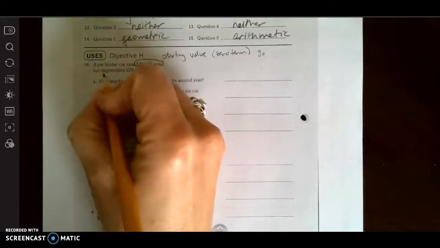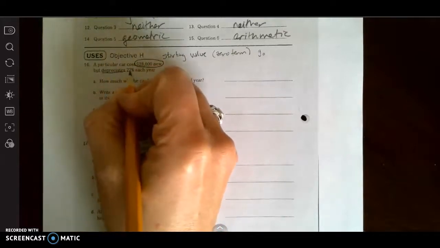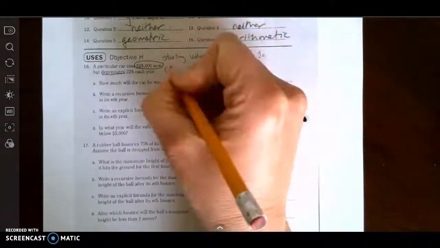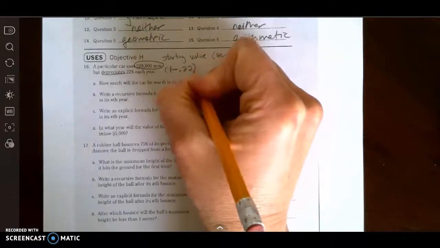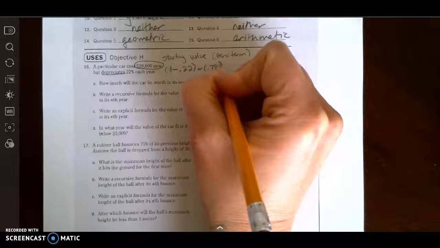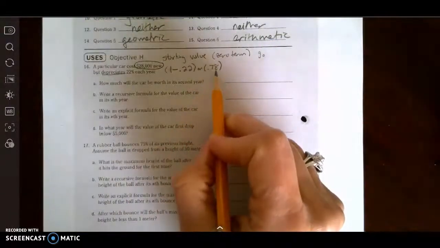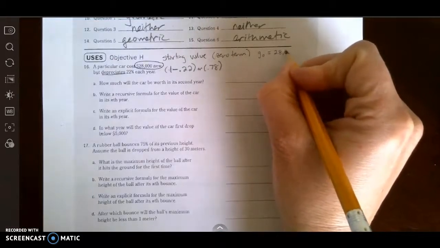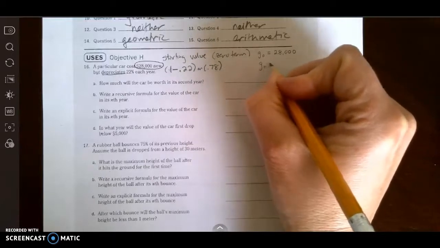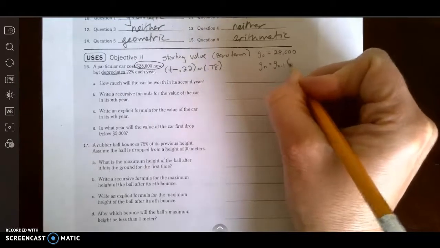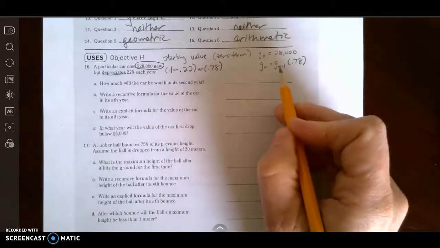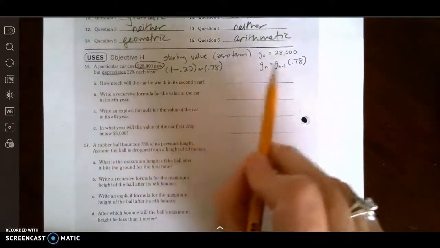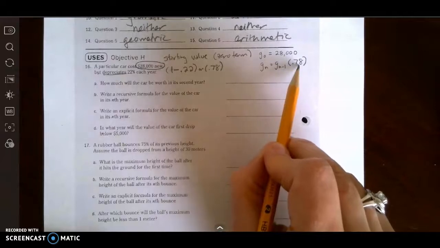And the car depreciates. That means decreases by 22% each year. So that would be 1 minus 22% or 0.78. Right. So we have the starting amount, G sub 0 is 28,000. And we're taking whatever the previous term is and we're multiplying it by 0.78 because it's not getting multiplied by a number greater than 1.